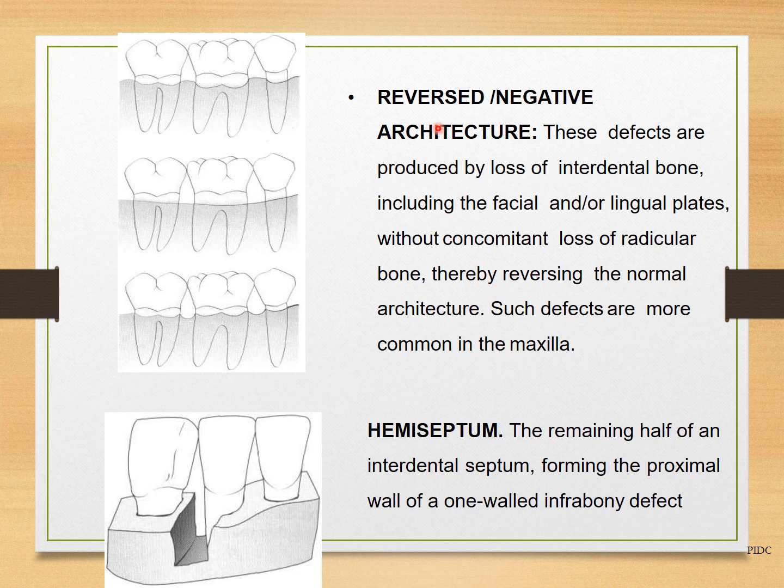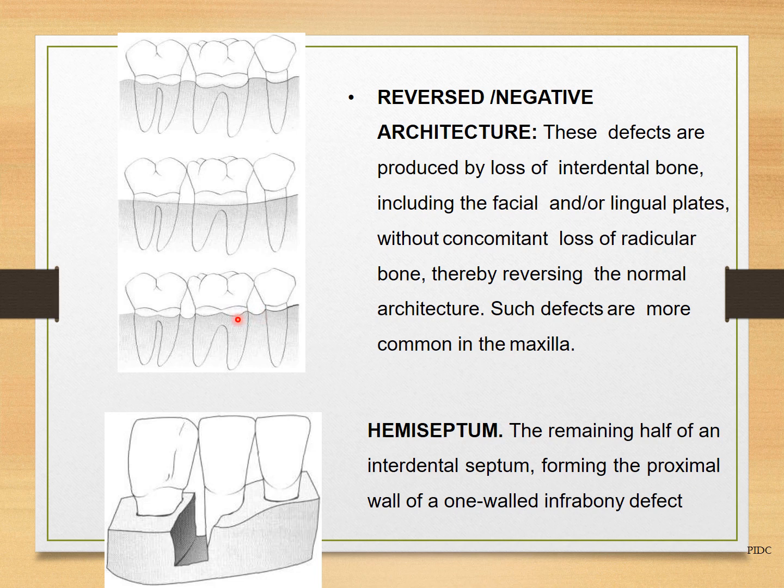Then coming to the reverse or negative architecture, as I explained before, these defects are produced by a loss of interproximal bone. So this is the reverse architecture. You can see that there will be loss in the interproximal bone, including the facial and lingual plates, without concomitant loss of radicular bone.